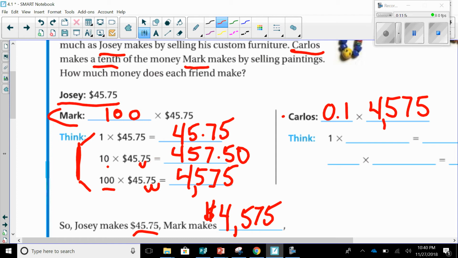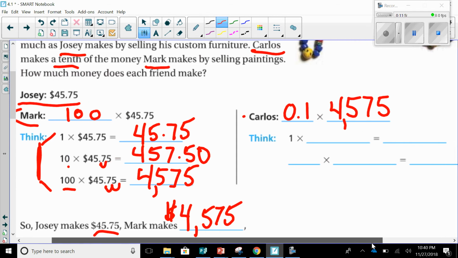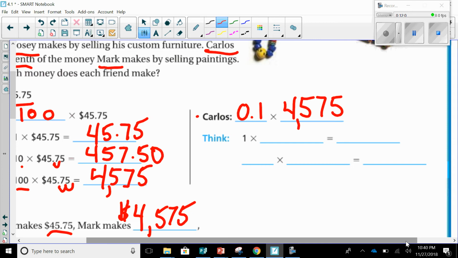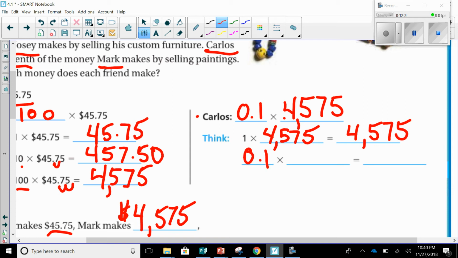Okay, it's asking us again to think about those patterns. So we're going to look at 1 times, so we're going to bring down that 4,575. Ooh, I just made that look like a decimal point. Sorry about that. 4,575. So 1 times anything is itself. So I have 4,575. Now I need to bring down that tenth, that number up there.